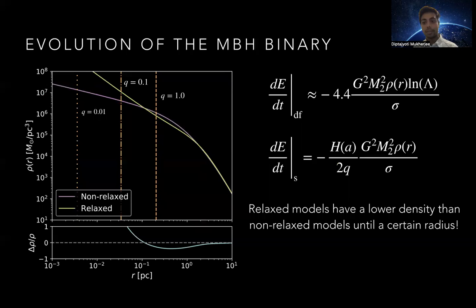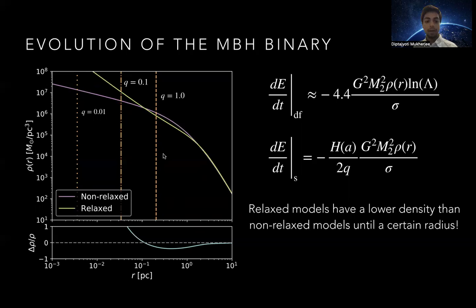And we notice something really interesting. We notice that in the relaxed models, the density is actually lower than in the non-relaxed models above some radius, this truncation radius of 0.1 parsec. And this is something really interesting, and that occurs due to a physical process.